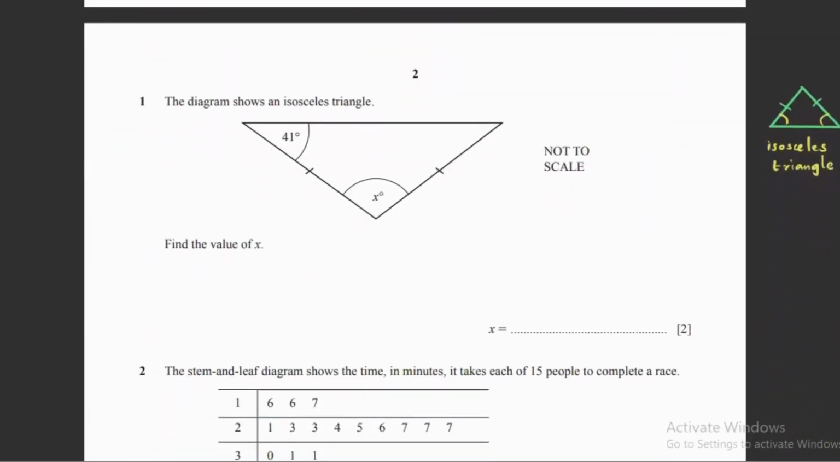So this is the first question that we have. We have an isosceles triangle. We need to find the missing angle. In an isosceles triangle, we know that two sides are equal. The same way, the angles opposite to these two equal sides will also be equal to each other, which means that if this is 41, this will also be 41 degrees.